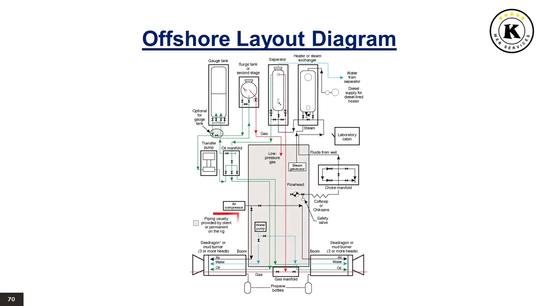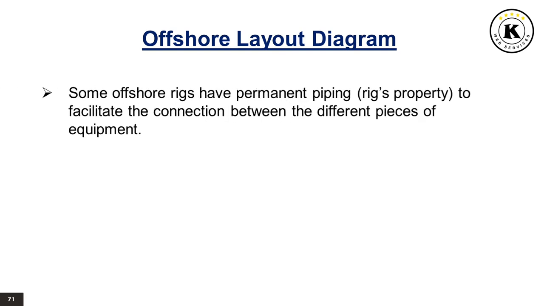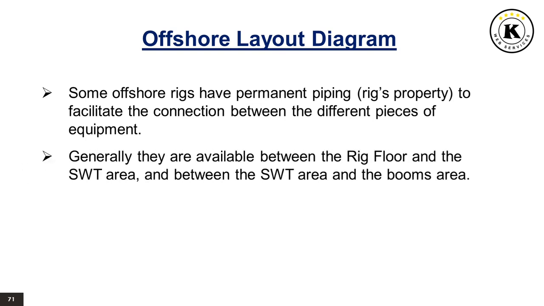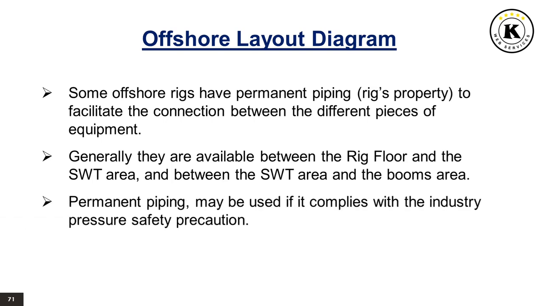Offshore layout diagram. Some offshore rigs have permanent piping, rig's property, to facilitate the connection between the different pieces of equipment. Generally, they are available between the rig floor and the surface well testing area, and between the surface well testing area and the booms area. Permanent piping may be used if it complies with the industry pressure safety precaution.